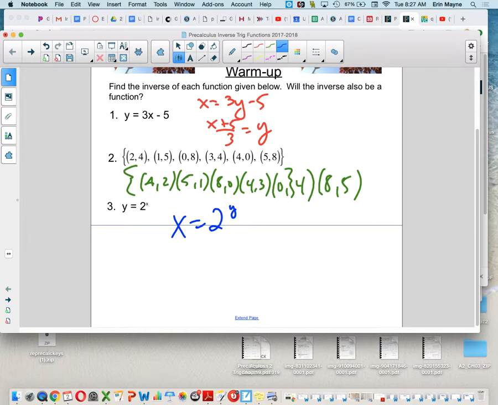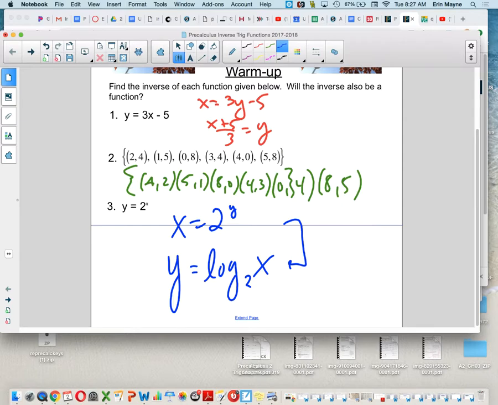So similar to what we're about to do, at times someone comes along and says, look, this is the inverse function that's going to undo my original. So I can get y by itself by saying this is log of x base 2. This is my inverse.